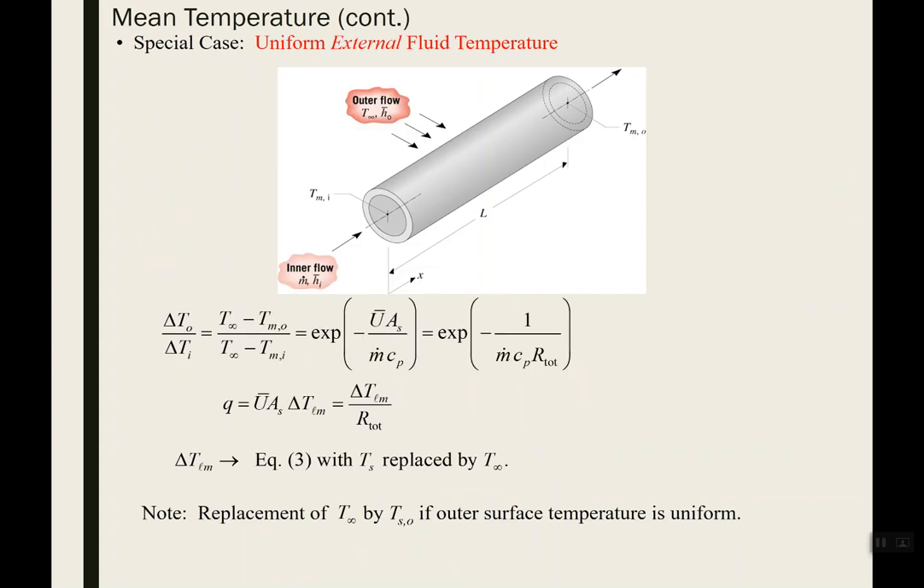Okay, there's a special case. So let's say that our pipe temperature isn't necessarily uniform. Let's instead assume that we have flow going down the inside of a pipe, and then on the outside of the pipe, we have another fluid flowing in cross flow against it. So how would we handle that type of a situation?